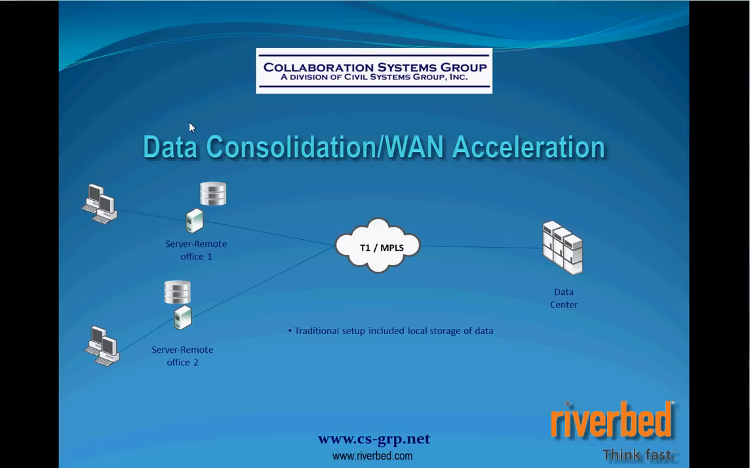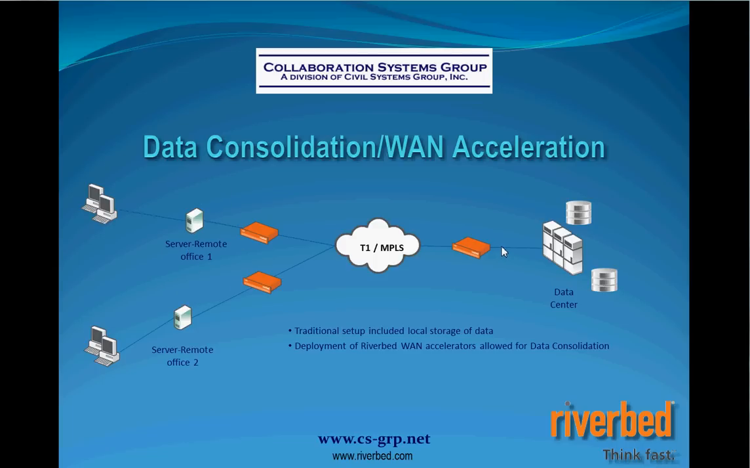So very briefly, when we talk about data consolidation utilizing Riverbed's WAN accelerators, essentially what we're doing is we're placing a Steelhead appliance on your existing connections for each of the remote offices, and then again at your data center side. And essentially what this allows us to do is take the data that you're storing on your remote servers today and simply consolidate that back to the data center. So your users, instead of accessing the data locally here, will go across this connection.